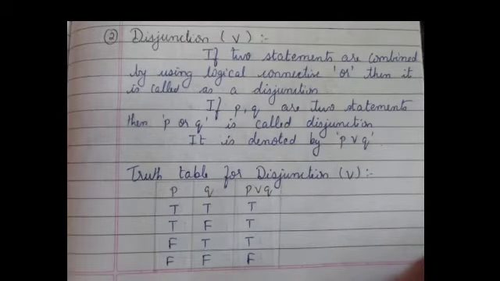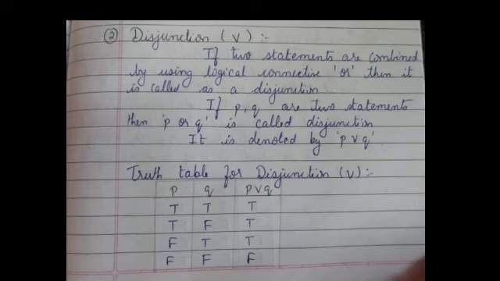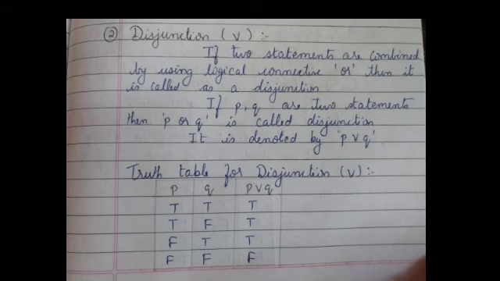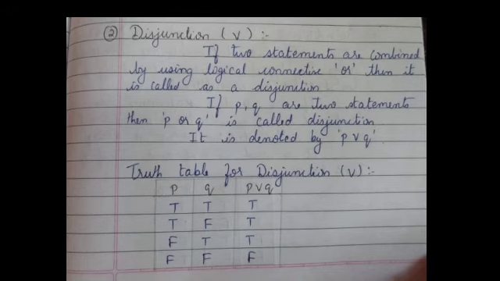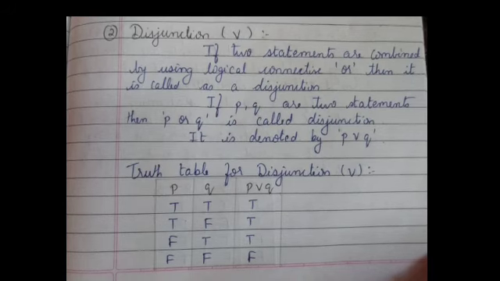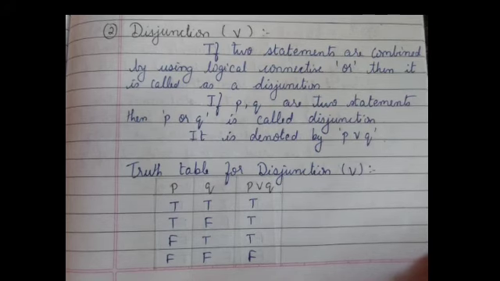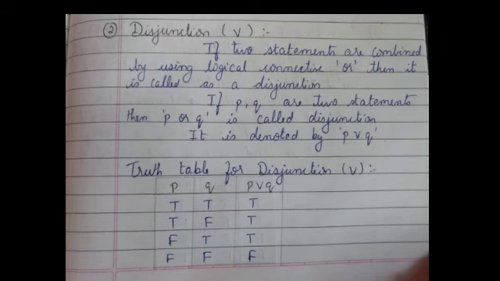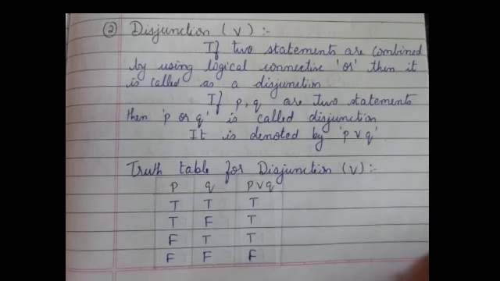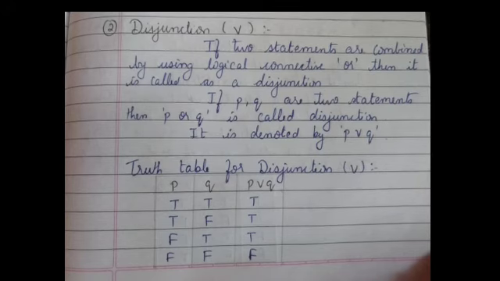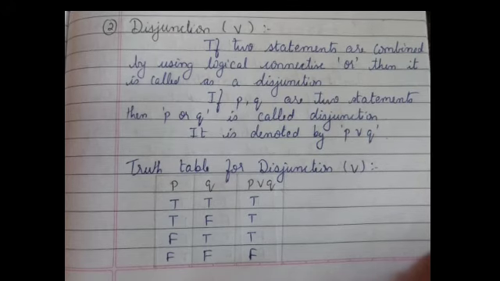Second logical connective is disjunction. Notation I have written in the bracket. Here, if two statements are combined by using the logical connective or, then it is called a disjunction. If P and Q are two statements, then P or Q is called a disjunction. It is denoted by P or Q. Similar to conjunction, here instead of and, we are using or. So we have a similar truth table for disjunction.